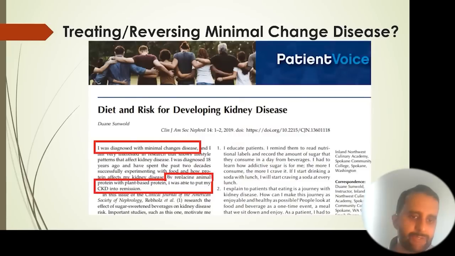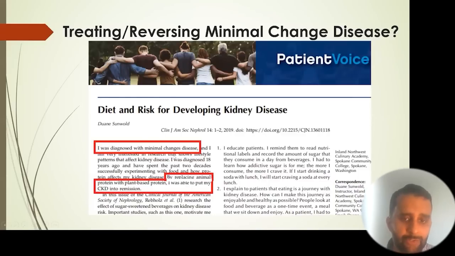One of my favorite cases of remission is this gentleman named Dwayne Sunwald. Dwayne Sunwald and I had the pleasure of speaking together at the National Kidney Foundation a few years ago, and we'll be speaking again later this month at NephCure. He's a remarkable human being who is a chef, was a former patient of kidney disease. He was diagnosed with minimal change disease.